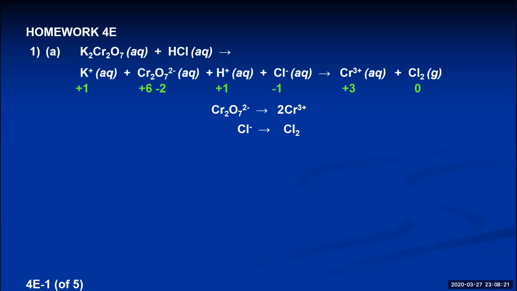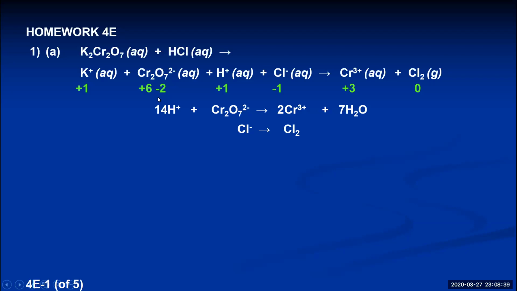There's 7 oxygens on the left. We need 7 oxygens on the right. That comes from 7 waters. The 7 waters have now created 14 hydrogens on the right side. So we're going to balance the hydrogens by adding hydrogen ions, and they go on the left side, 14 hydrogen ions. All the elements are balanced.